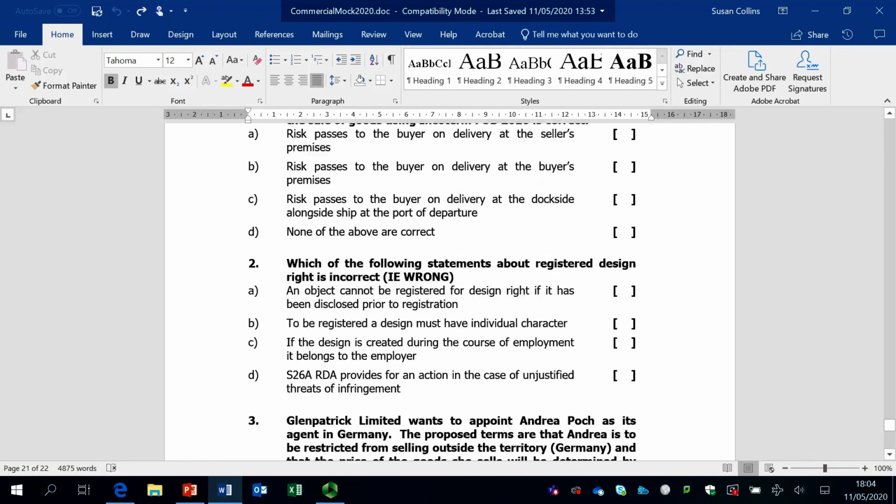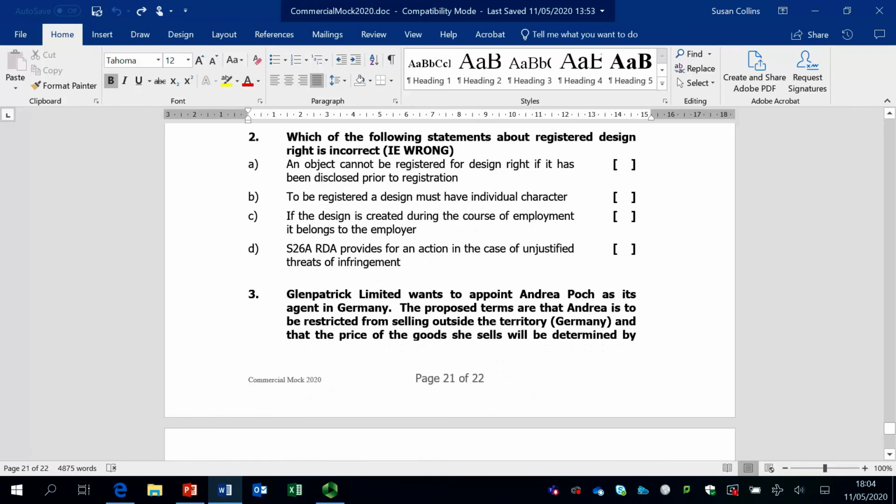So none of those is correct. Number 2, this time we're looking for the wrong answer. Okay, so we've got 4 possible answers here, A, B, C, and D. The wrong answer, the one you're looking for, is 2A.